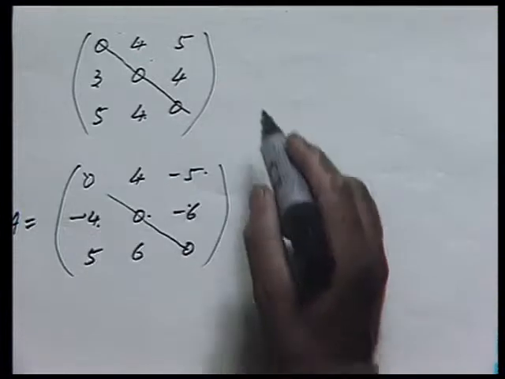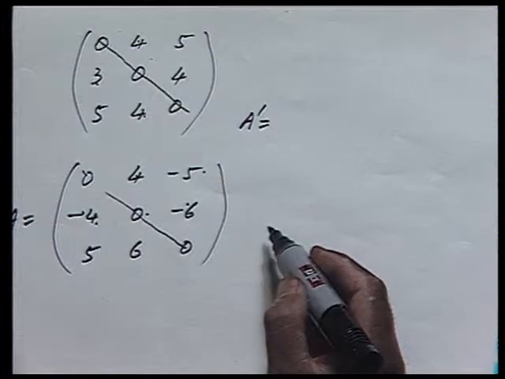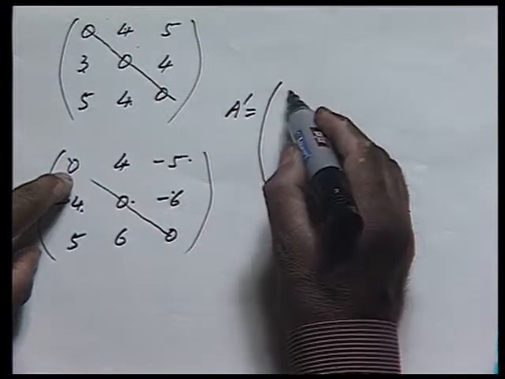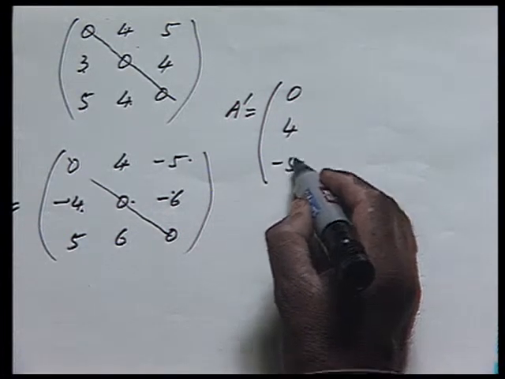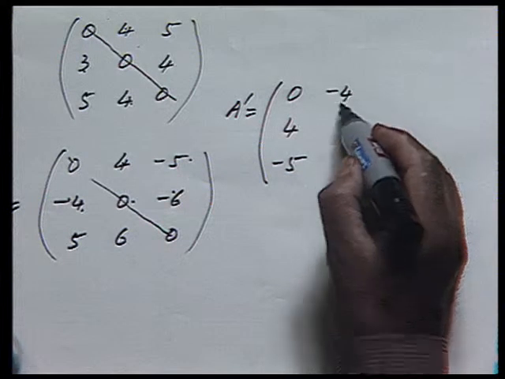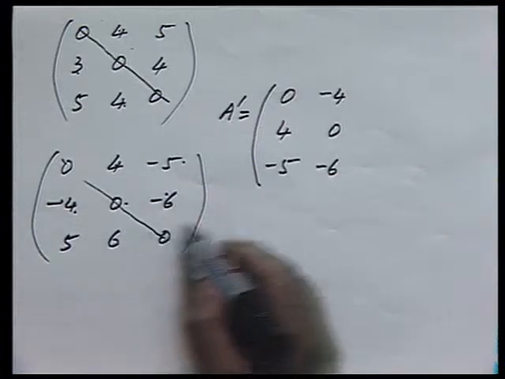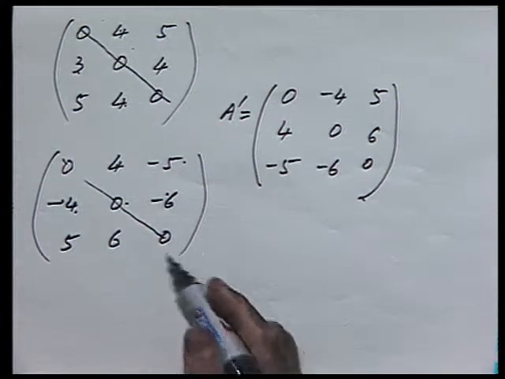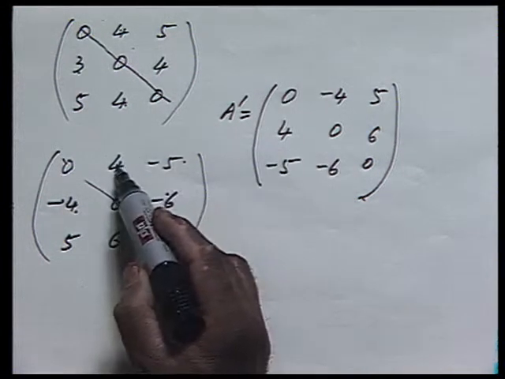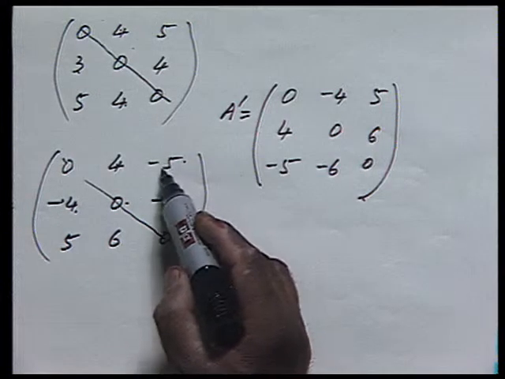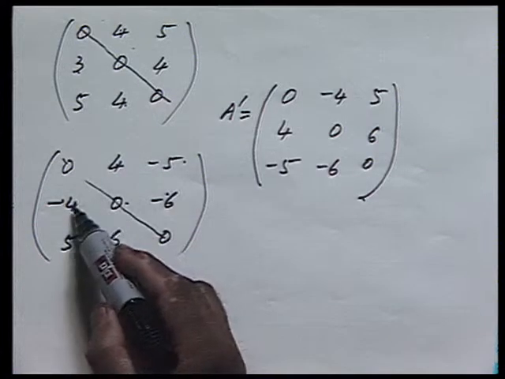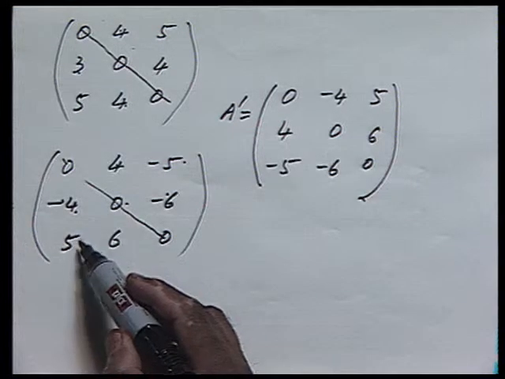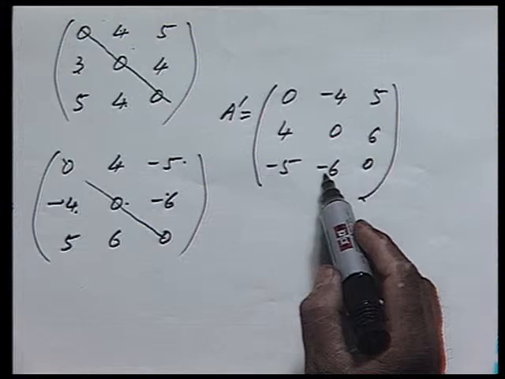Let's do that. The transpose of this matrix will be what? We put down the first row as the first column, the second row as the second column, the third row as the third column. What have you got now? 0 matches, 4 minus 4 opposite in sign, minus 5, 5 opposite in sign, minus 4, 4, 0, okay, minus 6, 6 again opposite, 5 minus 5, 6 minus 6, 0, 0.